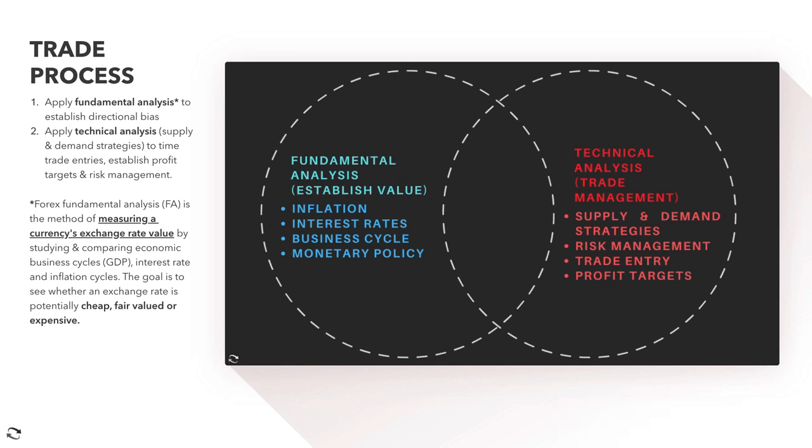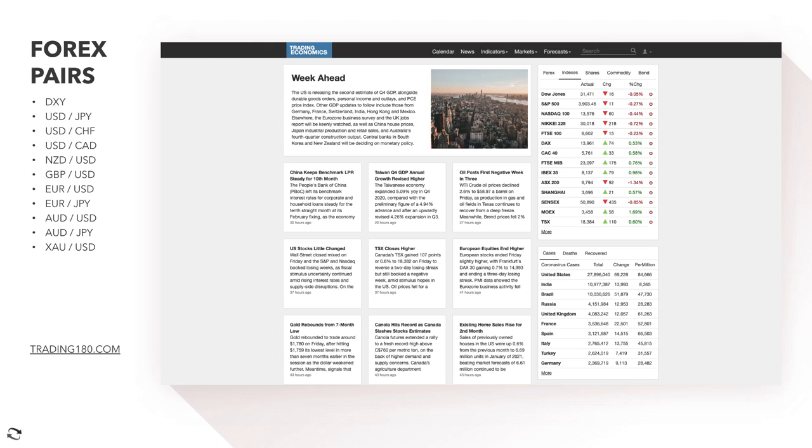So what we want to do first this week is start off with what's coming up in the week ahead from a news perspective, and then get into the fundamentals and technicals on each chart. Looking at the week ahead, we've got the US releasing the second estimate of the fourth quarter GDP alongside durable goods orders, personal income and outlays, and the PCE price index. The first estimate came out at around 4%, so the second estimate shouldn't be too far away from that.